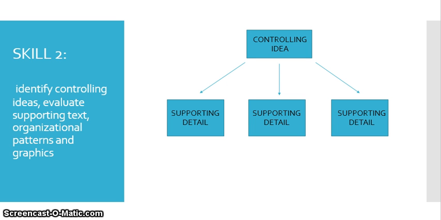The next skill that we're going to be looking at all ties in together. The main idea or controlling idea of a text is the topic or subject that the passage as a whole is all about. Sometimes the author states the main idea clearly, putting it at the beginning or end of the passage. Other times, the author's purpose is implied or less clear. In these cases, the reader must use details, ideas, or other context clues to discover what the passage is about. And this is where evaluating supporting text comes into play.